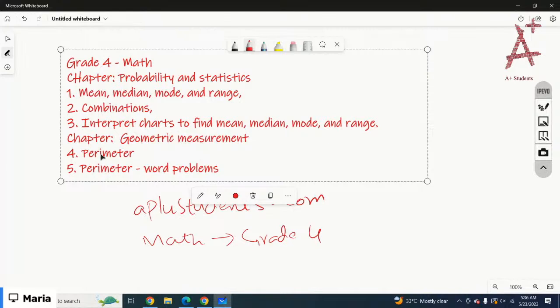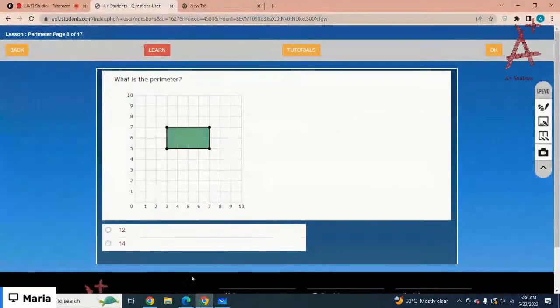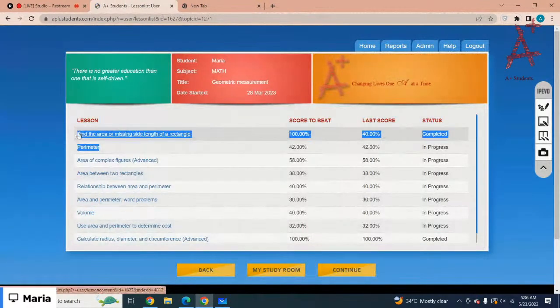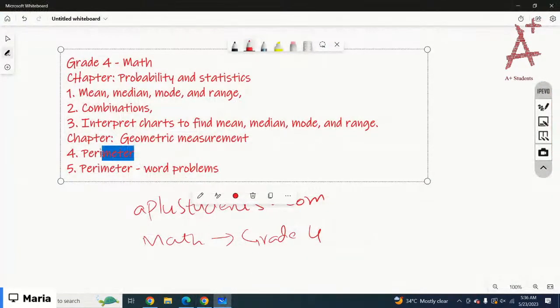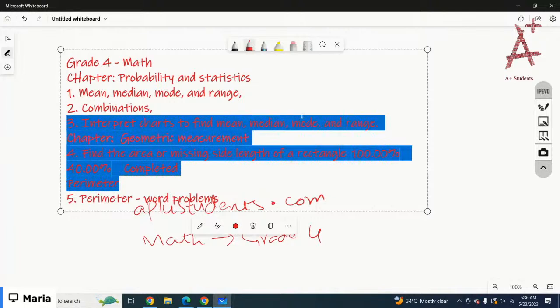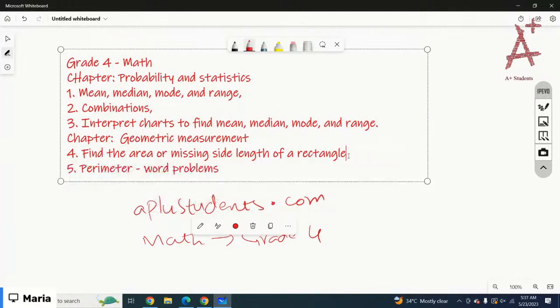Then we have started with the chapter geometric measurement, and the lessons we have covered are parameter and, hold on, there is a difference in the name. Let me just change the name. Parameter and find the area or missing side length of the rectangle.